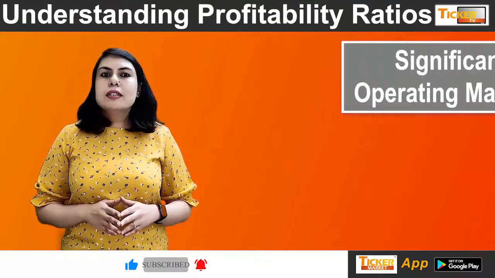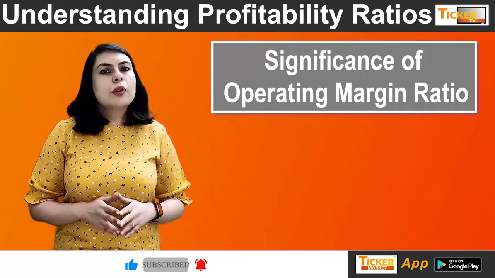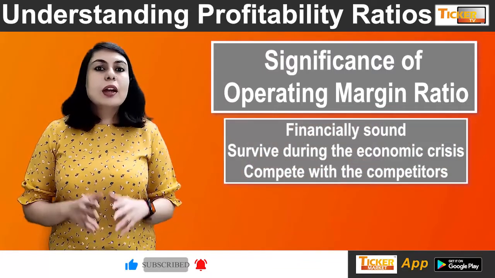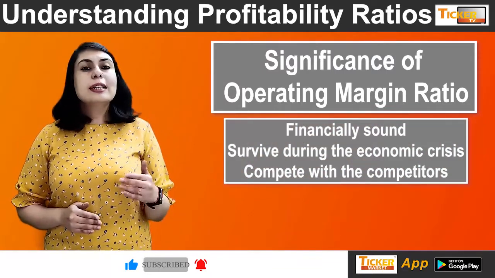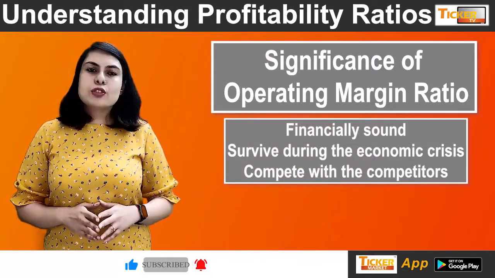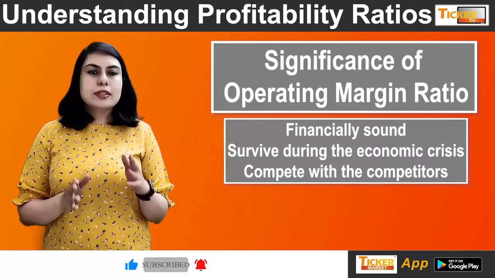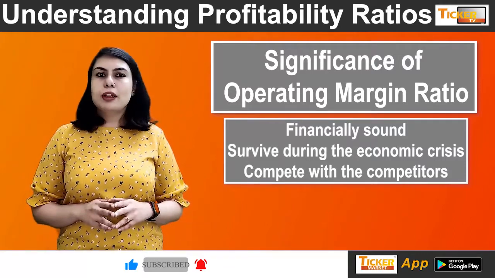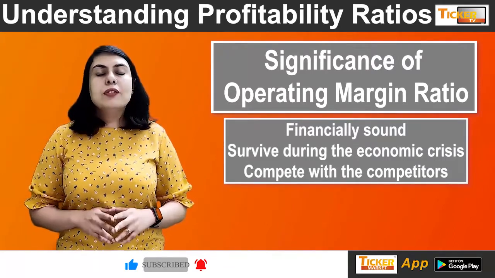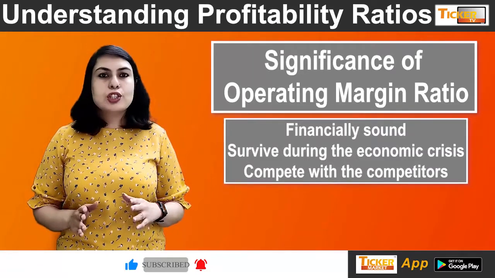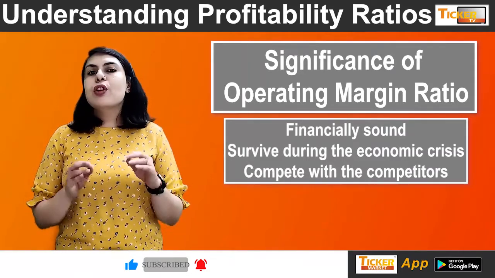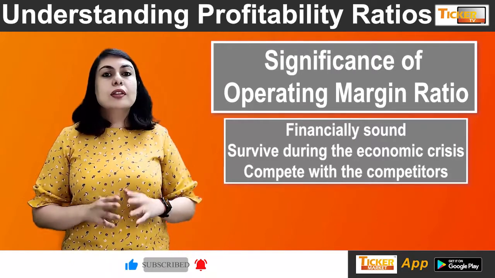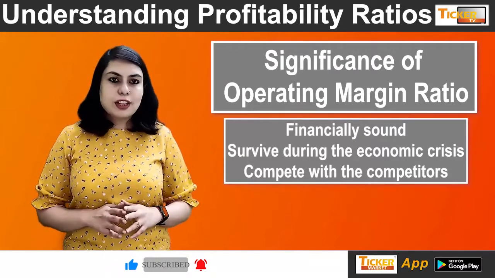The second part is the significance of the operating margin ratio. Some of the points are as follows. First, a company with a higher operating margin ratio is financially sound. It can easily pay its fixed cost and interest on the debt. Second, a company with a good operating ratio can successfully survive during an economic crisis. Third, only a company with a higher operating margin ratio can successfully compete with its competitors by lowering the prices of its products to such a level that the competitors will not be able to survive.